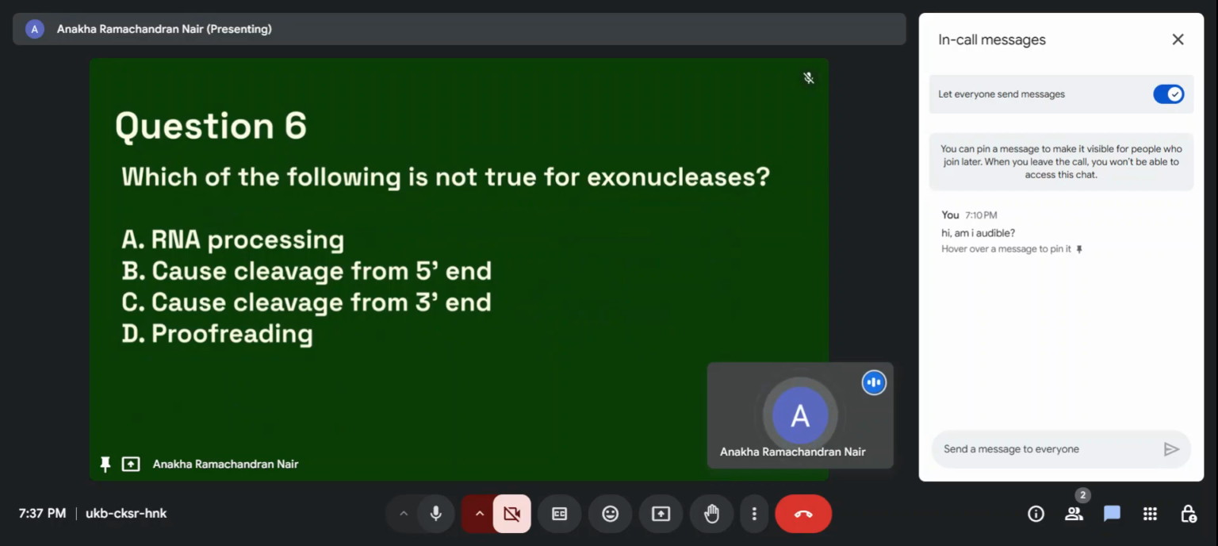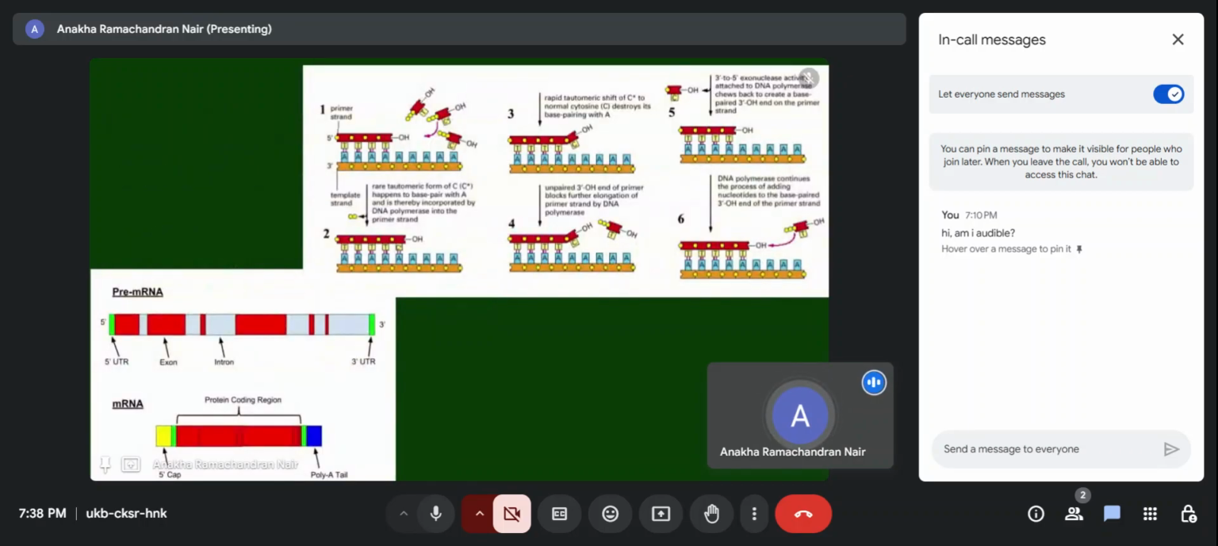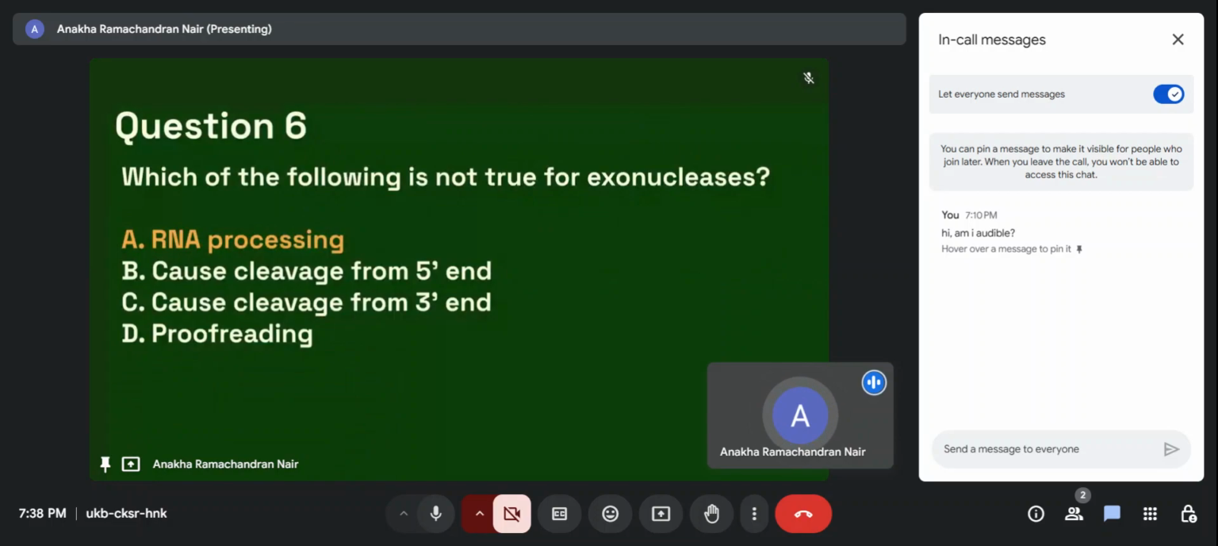So the thing that you need to see here is the use of the word exo. And the opposite of this would be endo. So you have endonucleases as well, and these two perform different functions. Exonucleases usually act from the outside of a DNA or RNA, and endonucleases act on the inside or in between DNA or RNA. So out of these four options, let's first see what the correct answer is. Which of the following is not true for exonuclease is RNA processing. So, exonucleases do not perform RNA processing.